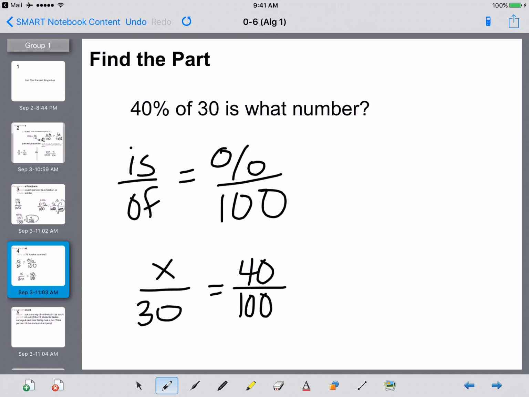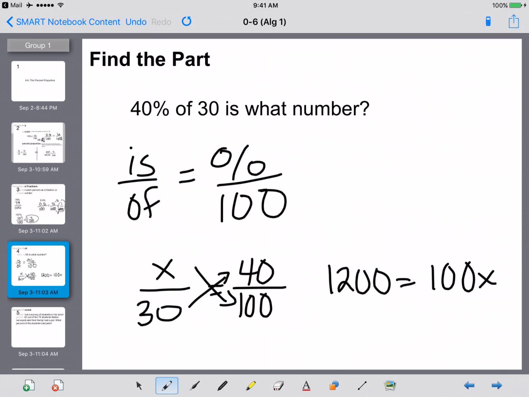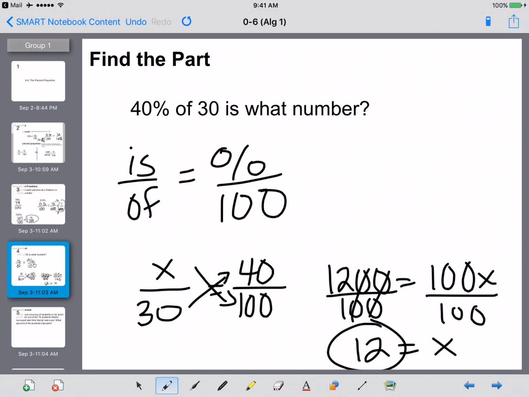Then what we're going to do is cross multiply and divide. So 30 times 40 is 1,200. X times 100 is 100x. To get x by itself, we need to divide by 100. Our zeros cancel out here, 12 equals x. So our part, 40% of 30 is what number? That number would be 12.